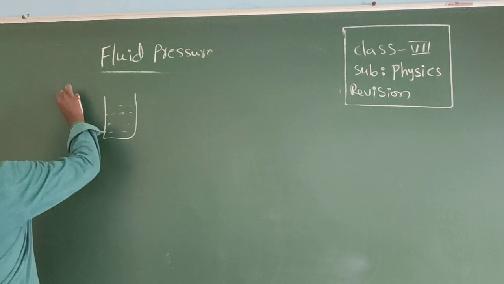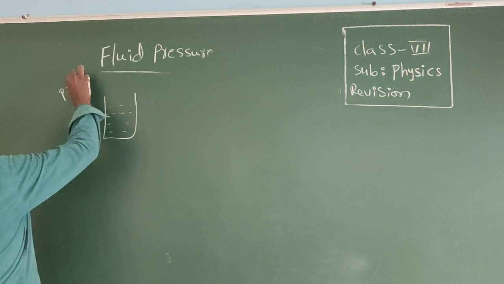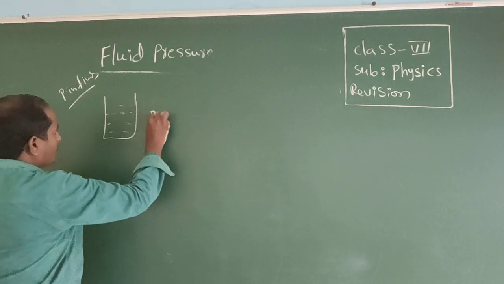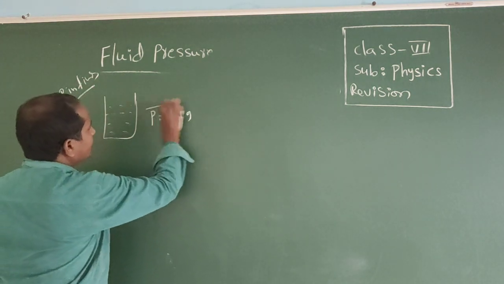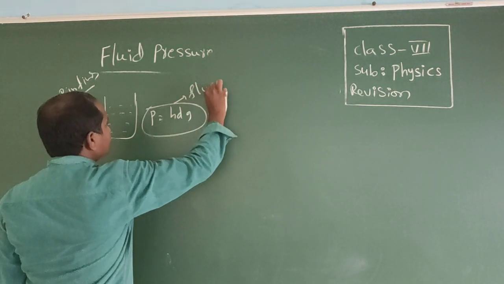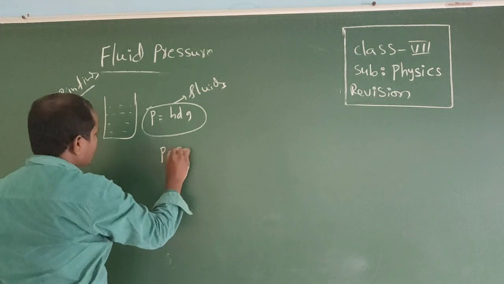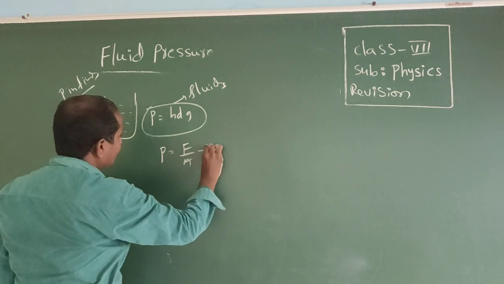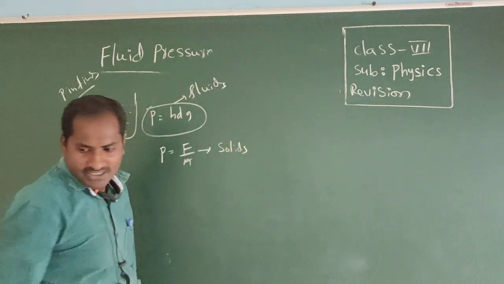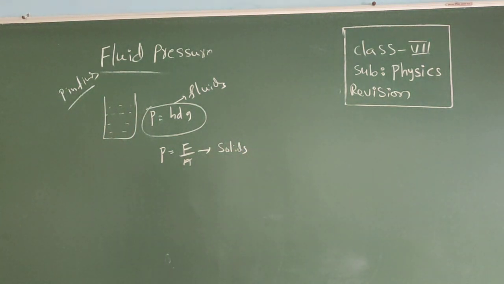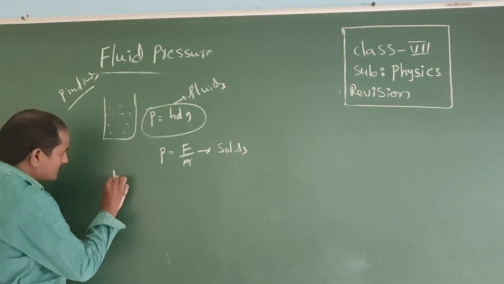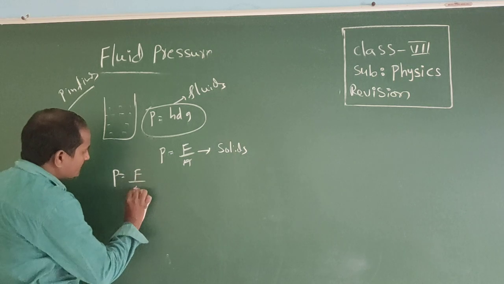Pressure equation in fluids. So pressure in fluids is P equal to HDG. It is the equation for the pressure in fluids. Next, P equal to F by A. It is also the pressure equation in solids. Pressure equation in solids. Okay. Now here pressure in solids P equal to F by A.